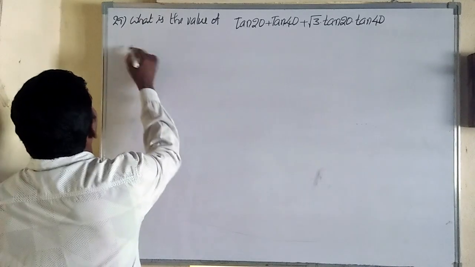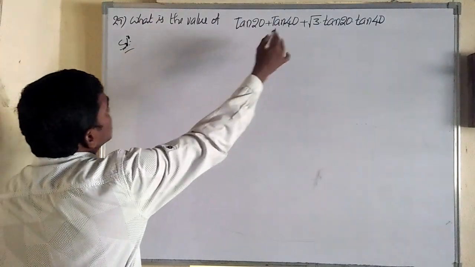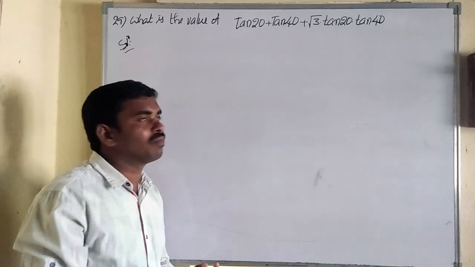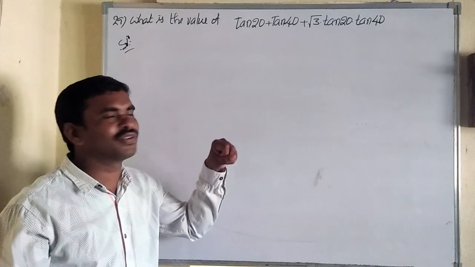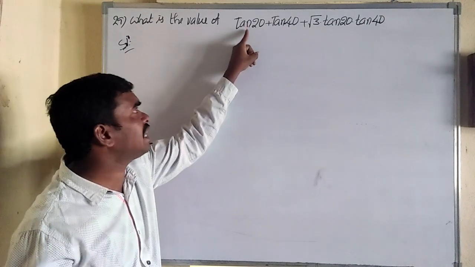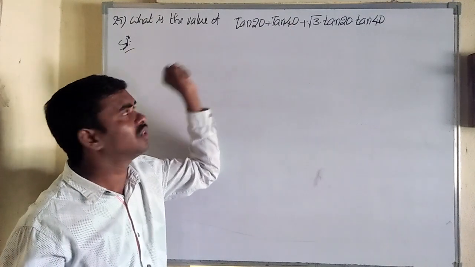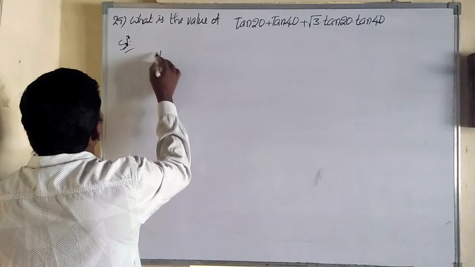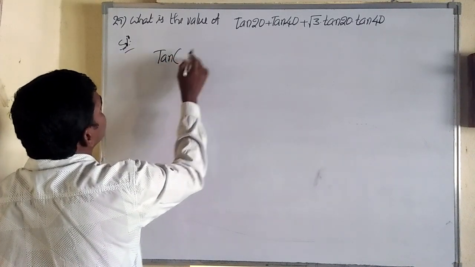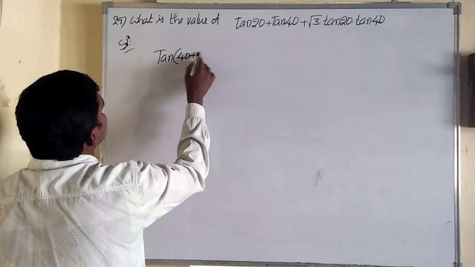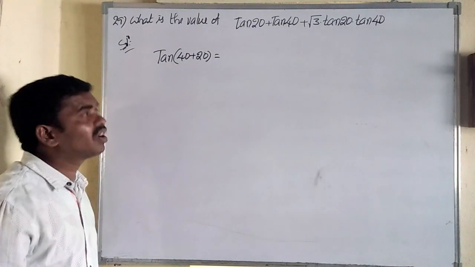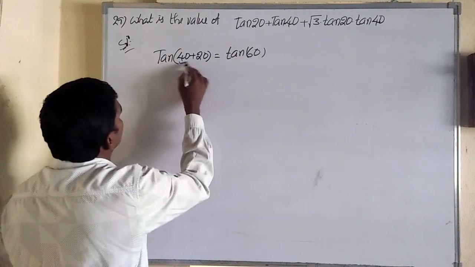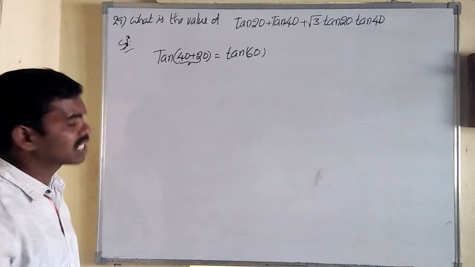Okay, now the solution. We should find this value. We have to create a term, a formula. See, don't be afraid of the formula. Tan 20 plus tan 40 we can observe. 20 plus 40 means 60 degrees. So I'm just taking tan of 40 plus 20. Tan of 40 plus 20 is called what? Tan of 60.